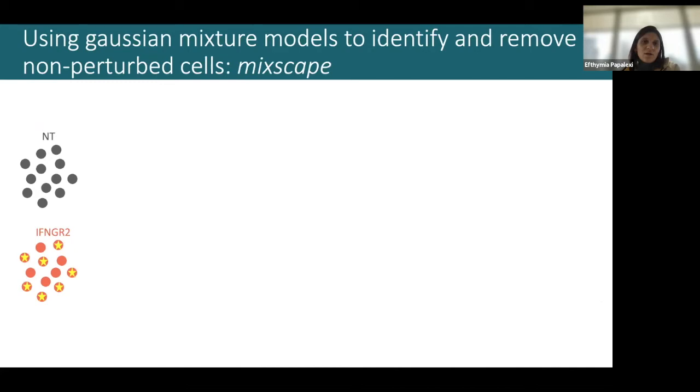So we thought that these non-perturbed cells are masking the signal we can get from the data, and we needed a way to systematically identify them and remove them from the data set. If we look at the cells that we know express the guide RNA targeting this gene, we want to be able to separate the cells that have a star, which are true knockouts, from the cells that just express the guide RNA but are not perturbed.